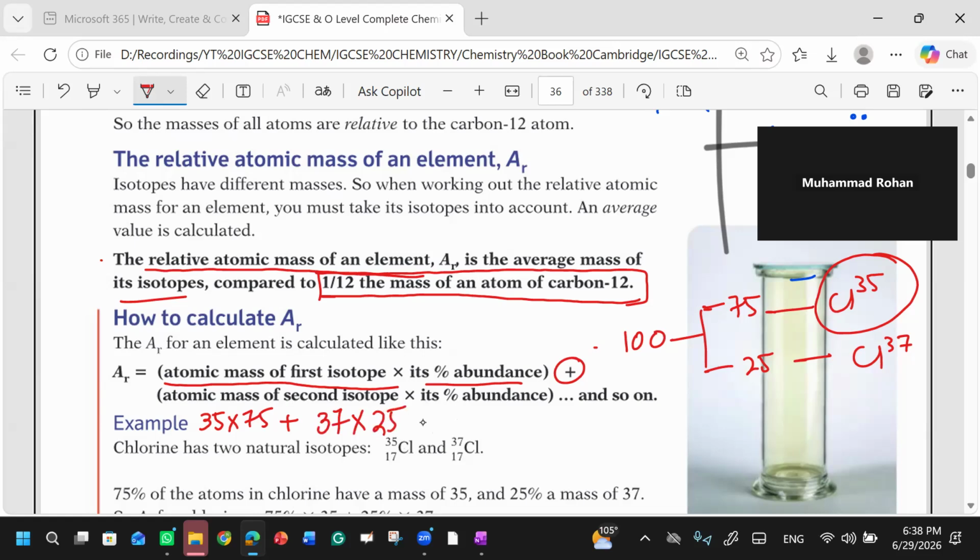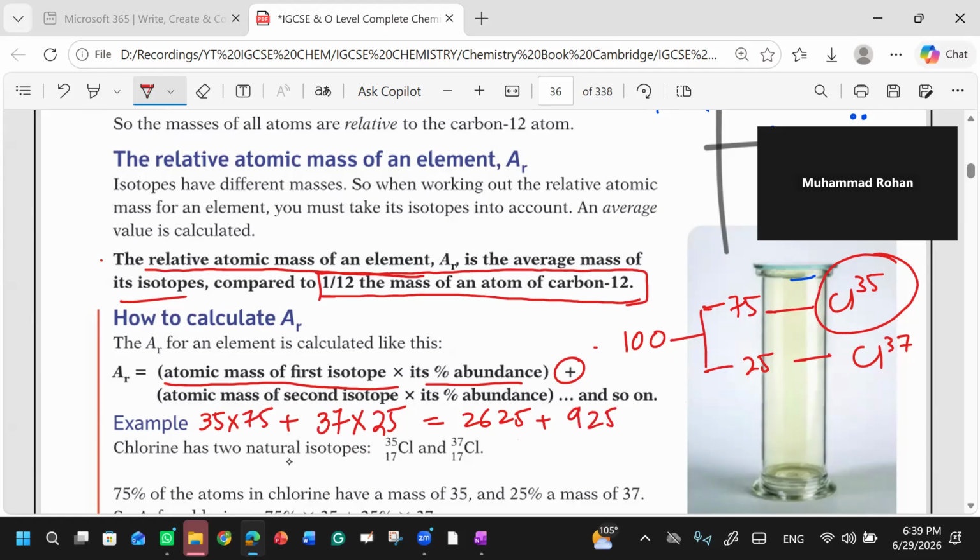So this is how you will calculate it. Can you calculate this and tell me what will be the answer? 35 into 75, what will be this? Plus 37. So 35 times 75 would be 2,625, plus 37 times 25. That would be 925.